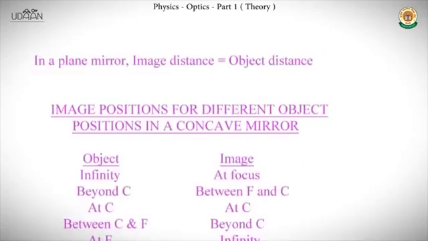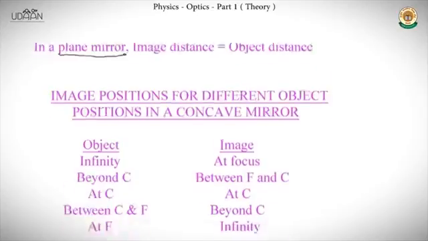See, there is one very important point to remember: in a plane mirror, the image distance and the object distance are the same. That is, the distance of the image from the mirror and the distance of the object from the mirror is the same. Now, we will move to the different image positions for different object positions in a concave mirror.